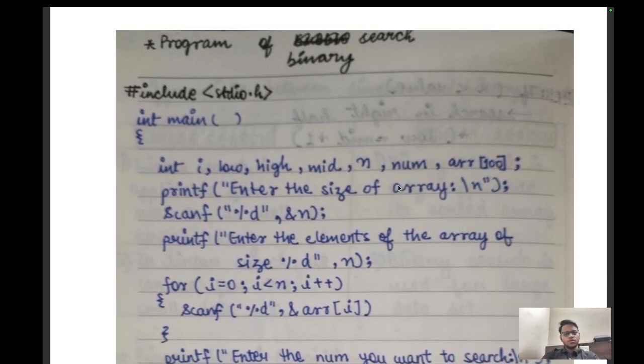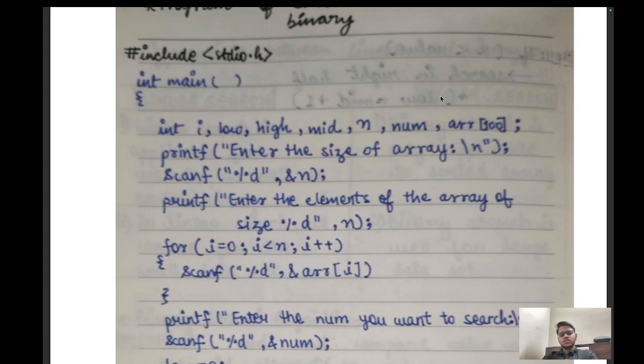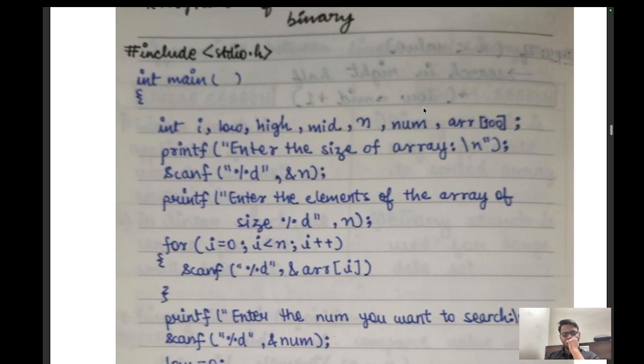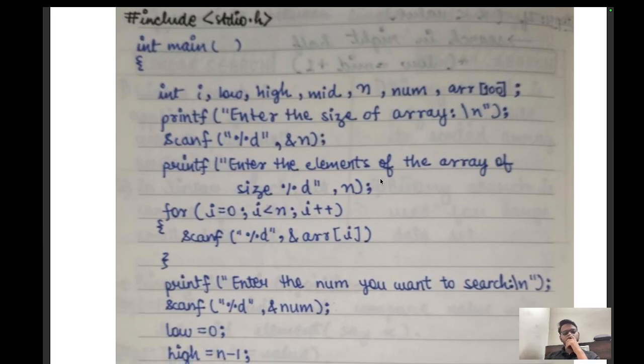Yeah. So here is the program of binary search. Right. So in binary search, the first line will again be your header file, which is #include <stdio.h>, and the second line would be your int main, which is the main body in which you are writing the whole code.